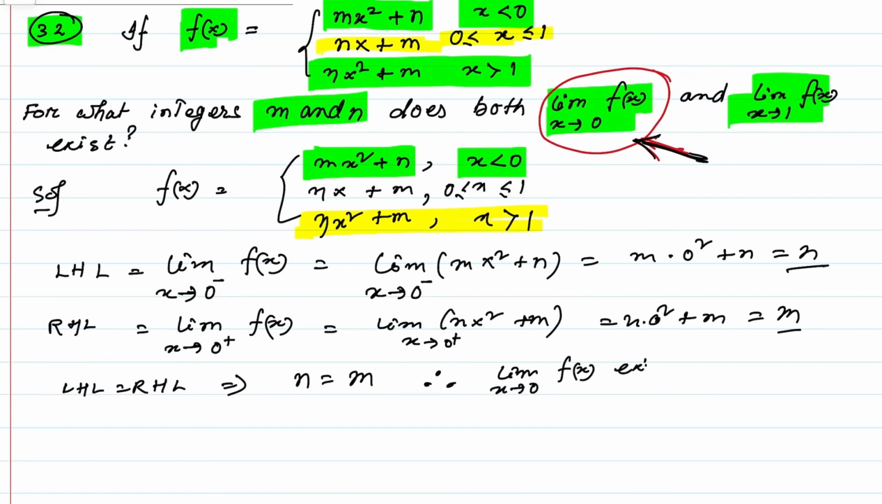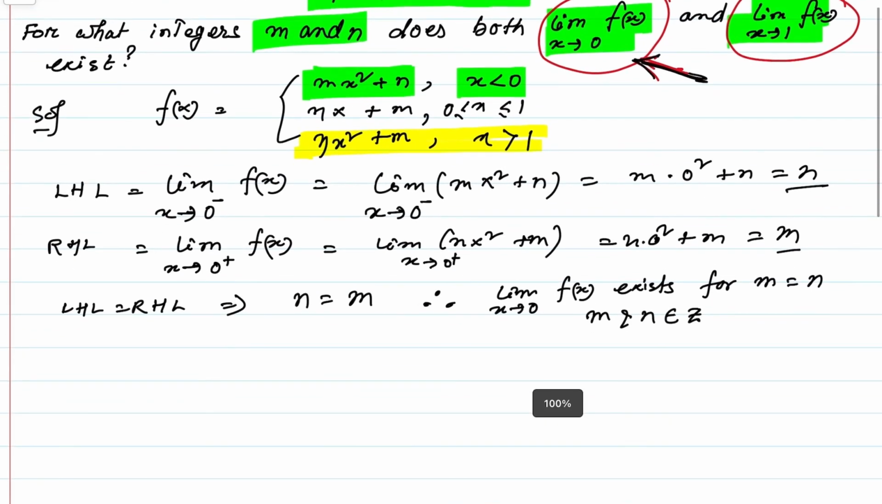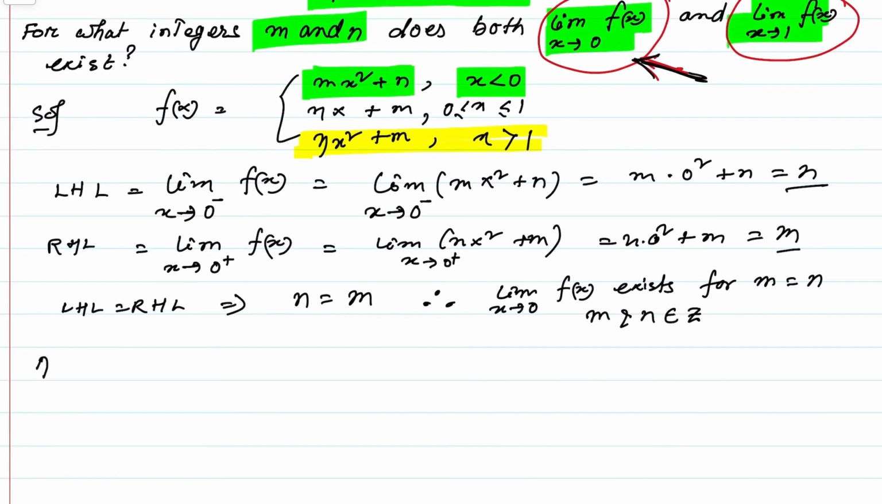Okay, so therefore we can say limit of f of x as x tends to 0 exists for m is equal to n. Okay, for m is equal to n, where m and n belong to Z, that means they are integers. Okay, so now let us evaluate this. So in this case, let me scroll up again.